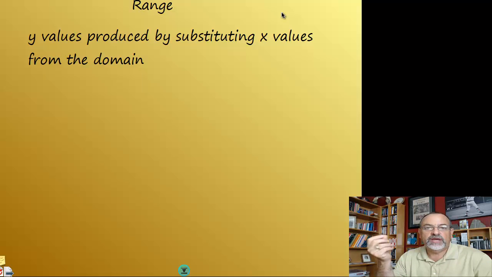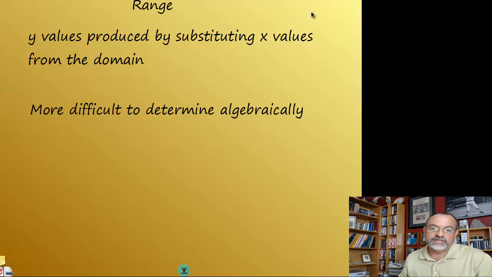Now with domain, we had two algebraic ways we could determine the restrictions. We would look for variables in the denominator, decide what numbers would make that denominator 0, and those would not be in our domain. And then we looked for negative radicands. With range values, it's not quite as easy. In fact, there's really no algebraic way to determine what the range is.